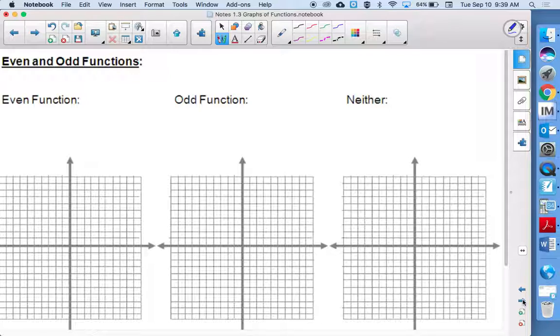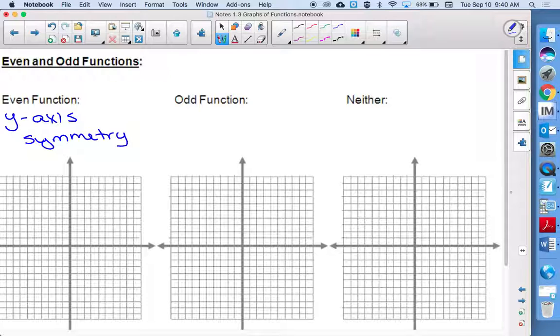So functions are also even or odd or neither. Numbers can't be neither besides 0, because 0 you could say really isn't even or odd. It's 0. Some might argue one way or the other. But a function is even if it has y-axis symmetry. So even functions are determined graphically by looking to see what type of symmetry they have.